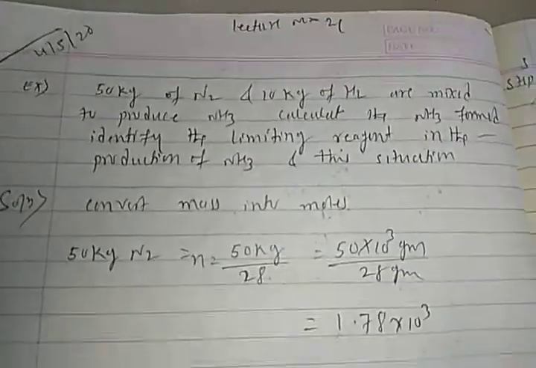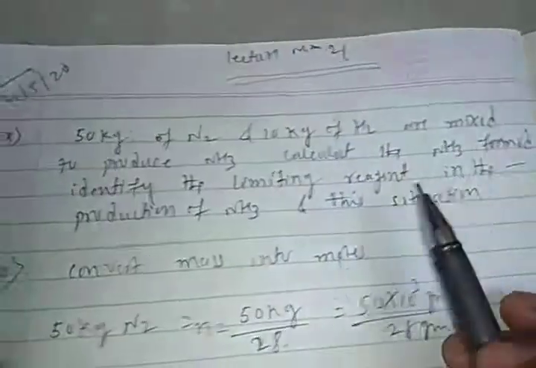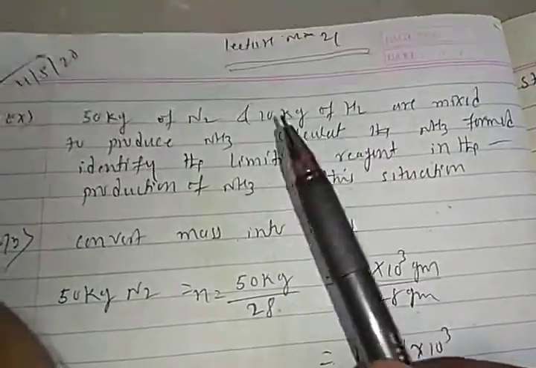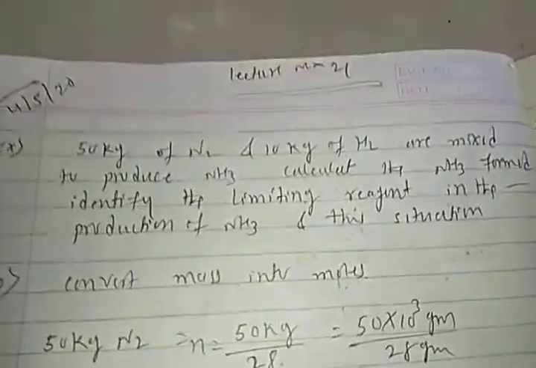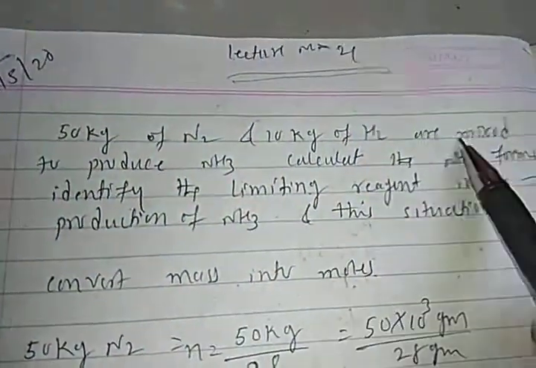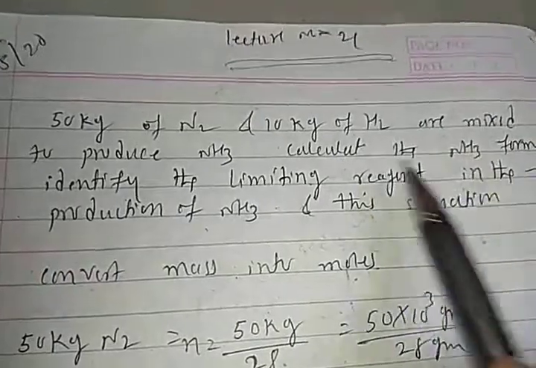Hello students, good morning. Today we are in lecture number 21, and today we are solving one limiting reagent example from our textbooks. Last time we discussed some general examples. This one is mentioned in the NCERT textbook. If you get this type of example in your examination, how do you have to solve it?